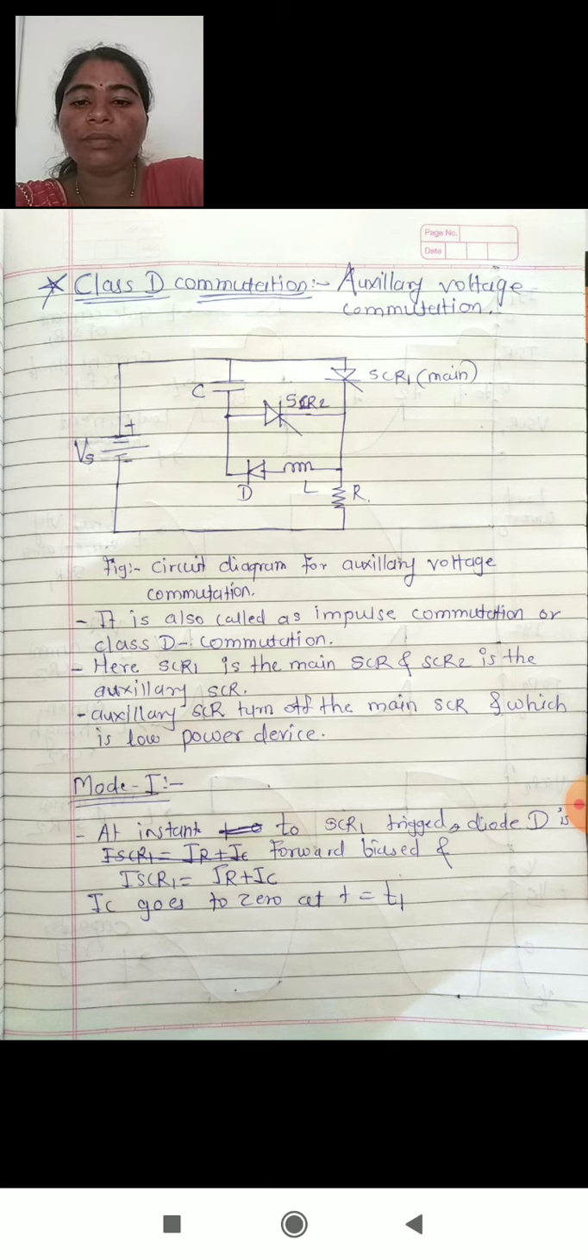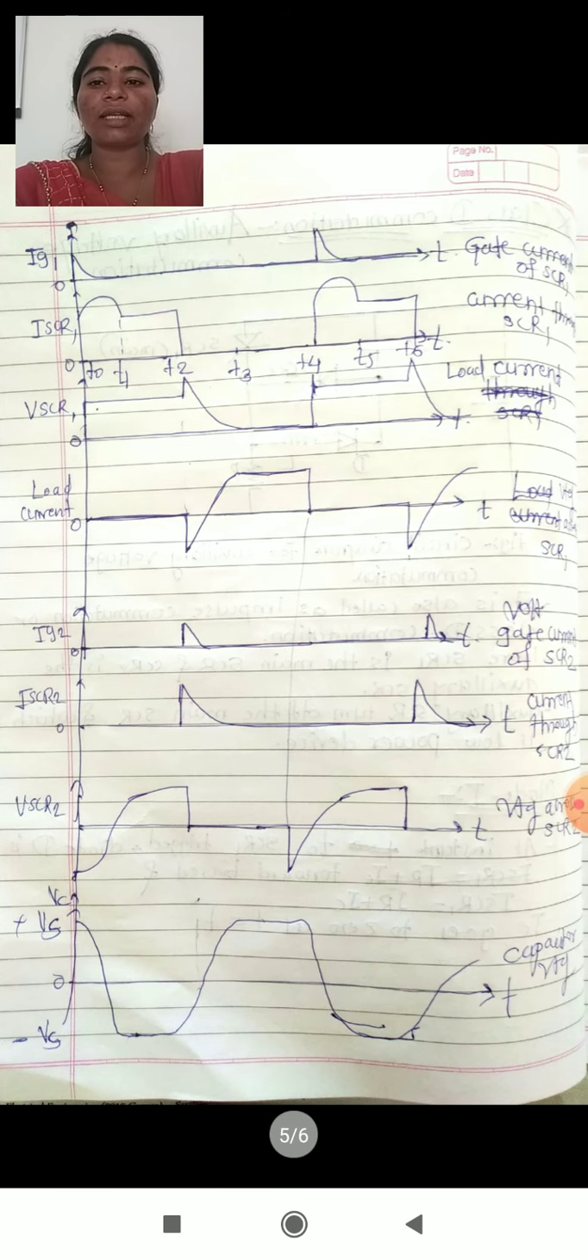Now see mode 1. Its operation is divided into 4 modes: mode 1, mode 2, mode 3 and mode 4. For that purpose we have to see the waveforms. See its waveforms: the gate current IG1, which is the gate current of SCR1. Then ISCR1 is nothing but the current flowing through SCR1. VSCR1 is the voltage across the SCR. Next is the load current, which is the load current through SCR1.